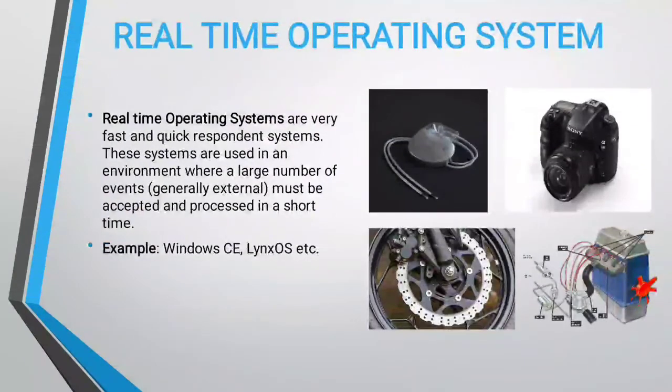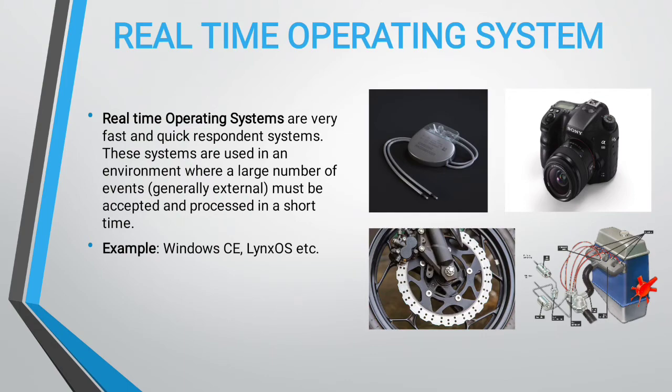Next is real-time operating system. As the name suggests, real-time means they are very fast and quick respondent systems. Why? Because these systems are used in an environment where a large number of events must be accepted and processed in a short time. Pacemaker, anti-braking system, fuel injection system in vehicles are some examples of real-time operating systems. These devices require less time to execute tasks.